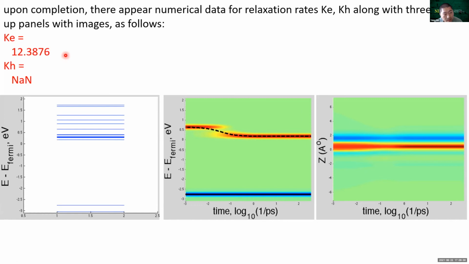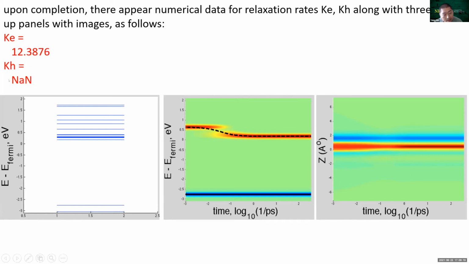So what's the meaning of these red values? This is just fitting this curve using a single exponential function. So this basically tells you the lifetime of hot electrons and hot holes.